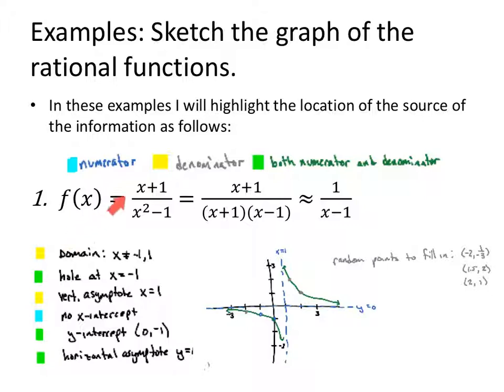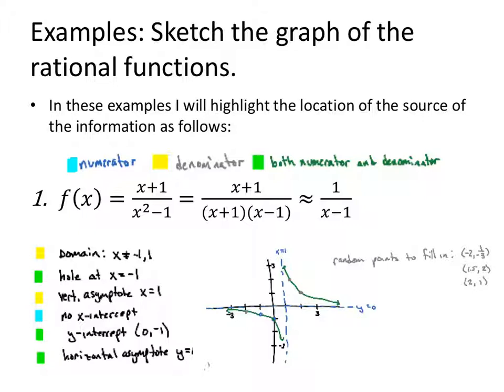If f of x equals x plus 1 over x squared minus 1, I'm going to look at my domain here. X squared minus 1 cannot be 0, so x cannot be negative 1 and positive 1. Maybe you're able to see that, or maybe you need to see the factored form. Either way, it's going to come from just the denominator to tell us the domain.